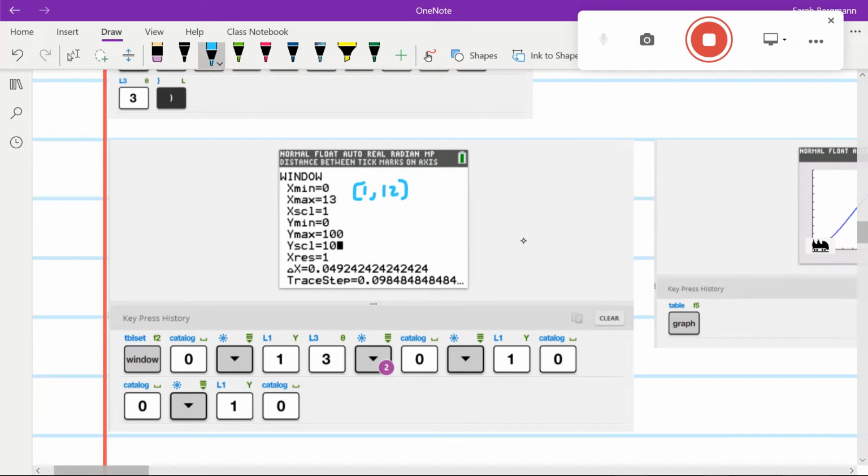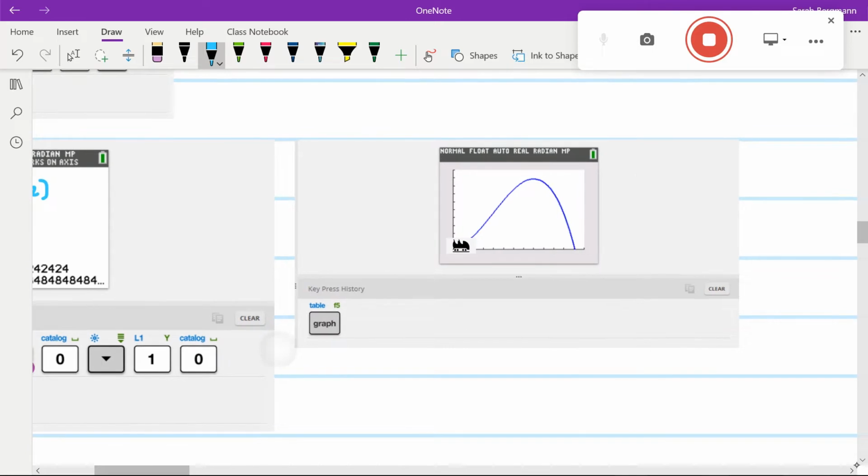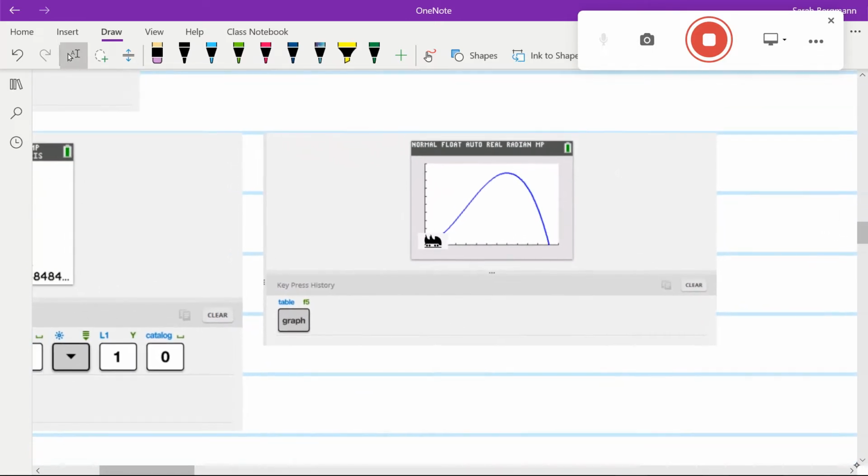For my maximum, I first tried 30, but it still didn't show the whole function. Next, I tried 50. That still didn't show the whole function. So I finally just decided to do 100, and this worked. It showed the entire function. And since I was going all the way from 0 to 100, I decided to use a y scale of 10, just so I would be able to see my scale on my y-axis. So let's see what the graph looks like then.